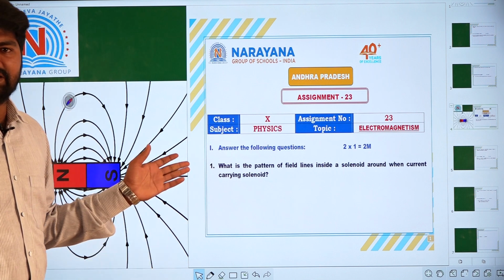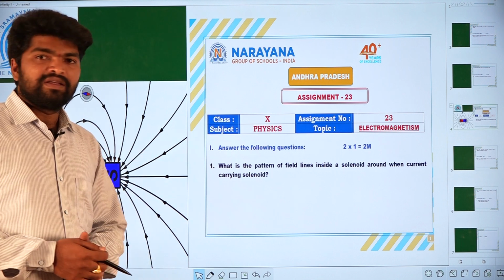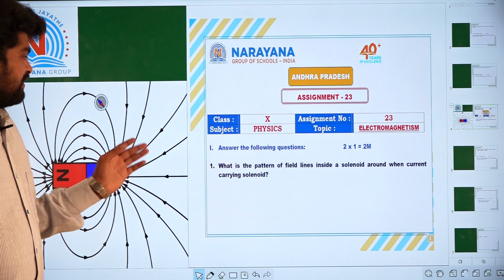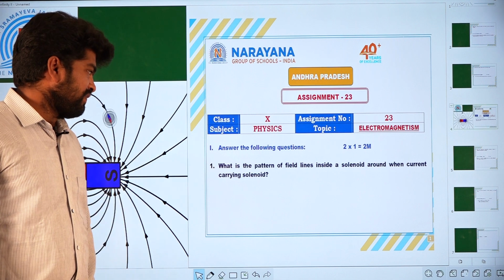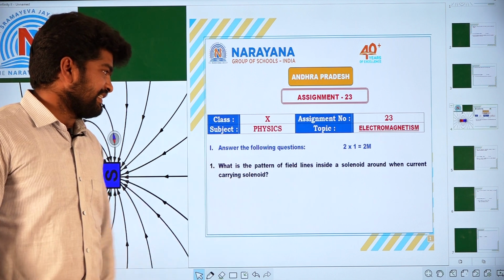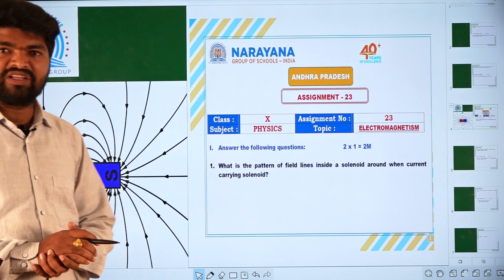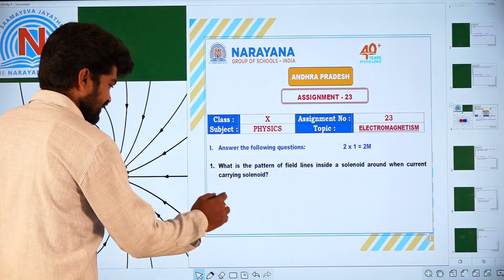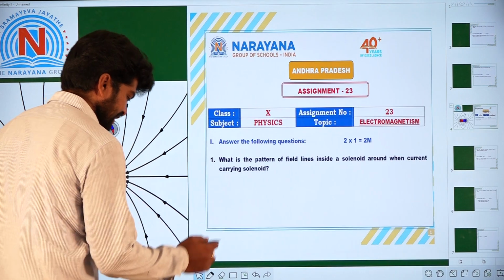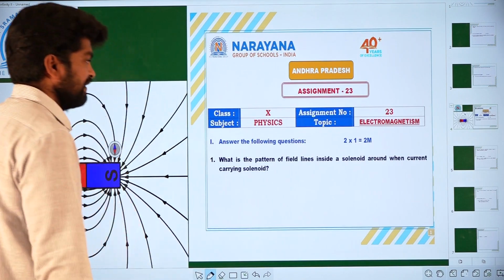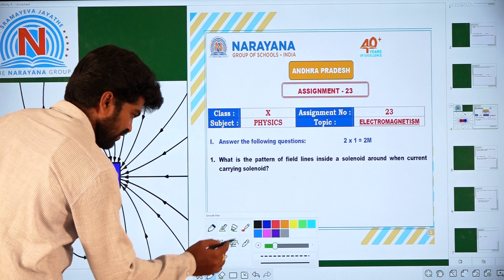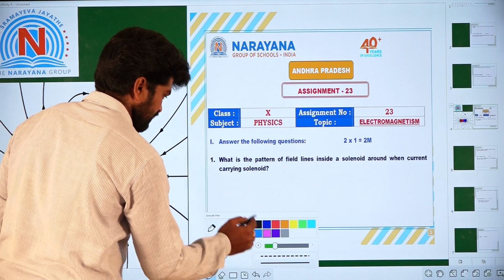So this assignment is regarding electromagnetism. In this, what is our first question? What is the pattern of field lines inside a solenoid, around the current carrying solenoid? When a solenoid is carrying current, we know that the magnetic field lines around the solenoid will be like this.